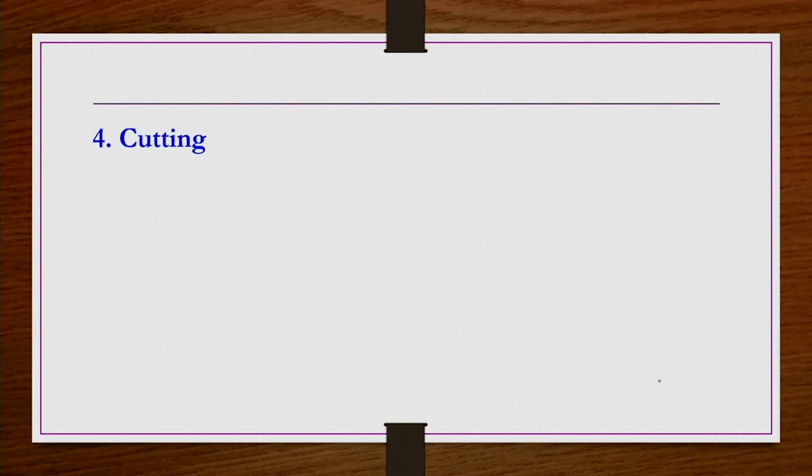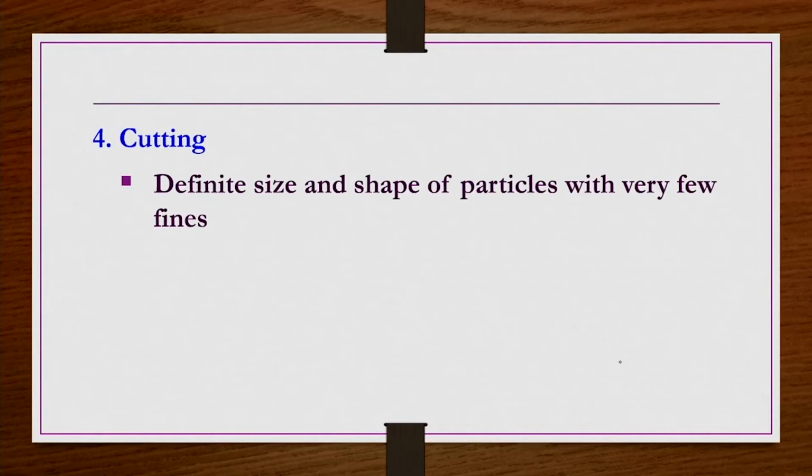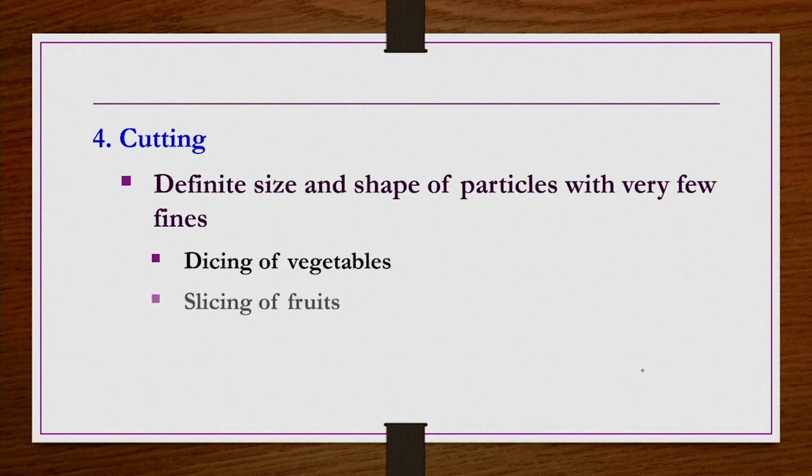Cutting is applied when you need very specified size or very specified shape of the particles, and this is in general product oriented. After the reactions or whatever process has been taken, if you pack the product in a specified size and shape, then cutting is very much essential. It provides definite size and shape of particles with very few fines or almost no fines. Applications are found in many industries, plastics and others, but food processing industries also have plenty of applications like dicing of vegetables, slicing of fruits, mincing of meat, etc.